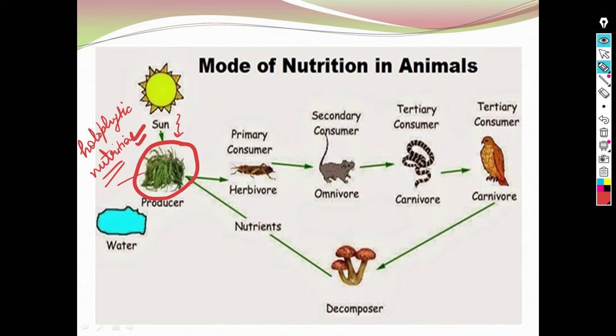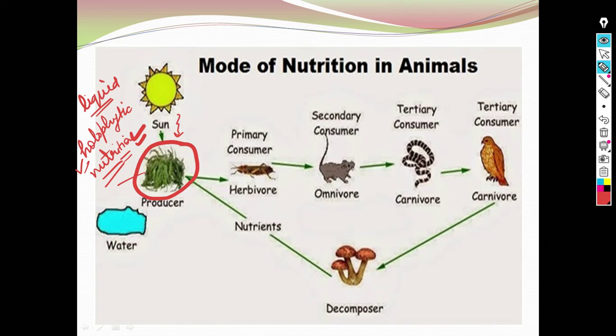So in higher animals, what is happening? Like us, we are eating food, and then we are digesting the food inside our body. Then we are absorbing the nutrition, and the undigested material will be excreted out. In case of plants, what happens? They are taking all the nutrition in the form of liquid. Okay, so because they are taking it in the form of liquid, that is why it is called holophytic nutrition.